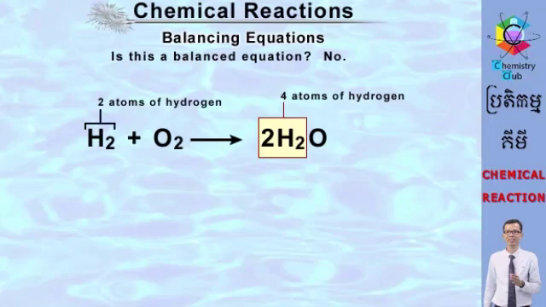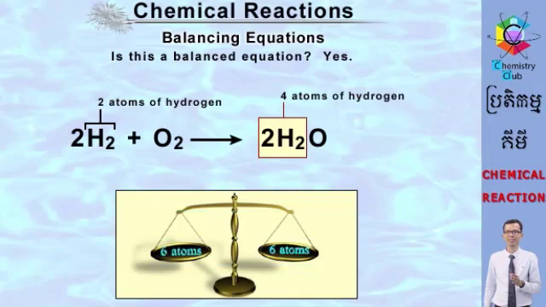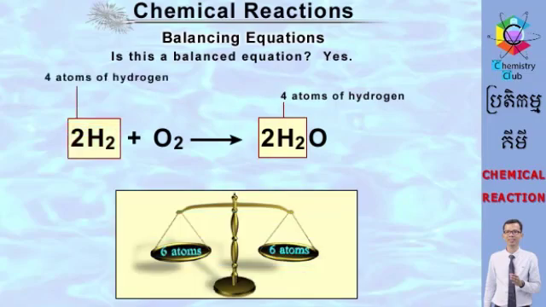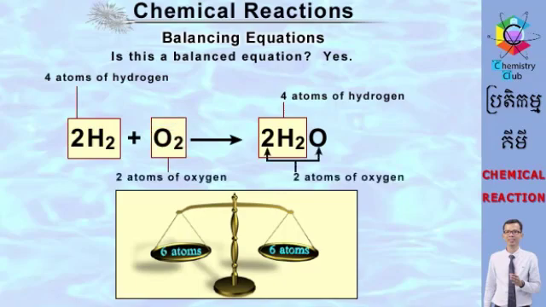Do you see a way to get 4 atoms of hydrogen on the left side? If you said placing the coefficient 2 in front of the hydrogen molecule could do it, you are correct. This gives the equation 2H2 plus O2 yields 2H2O. This is a balanced equation. There are 4 hydrogen atoms and 2 oxygen atoms on each side of the equation.